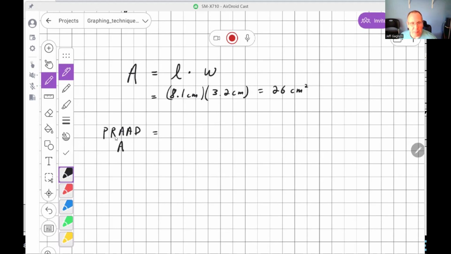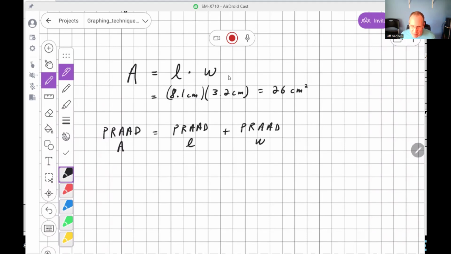If I want to calculate the PRAD for this dependent variable here for the area, and I know the PRAD for length and I know the PRAD for width, which we do in this case, the rule is, well, if I multiply those variables, then to calculate the PRAD for area, I have to add the respective PRADs. So the rule is I would add the PRAD for length plus the PRAD for width. And again, that's going to be true whether we multiply variables or divide variables. You're going to add the respective PRADs.